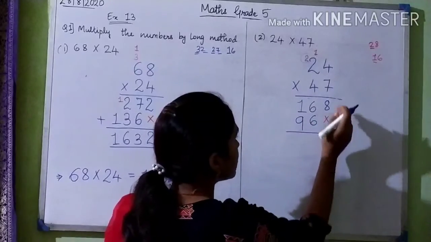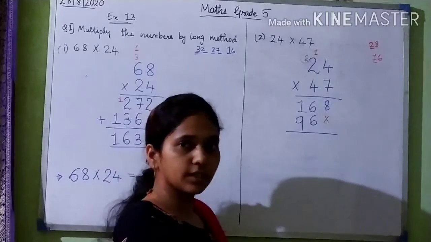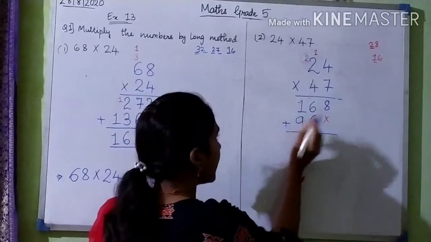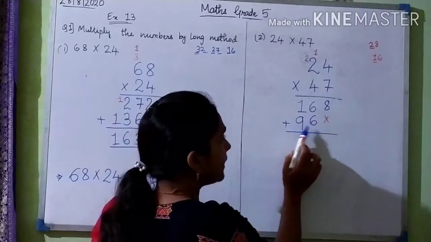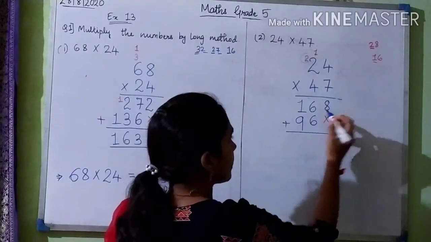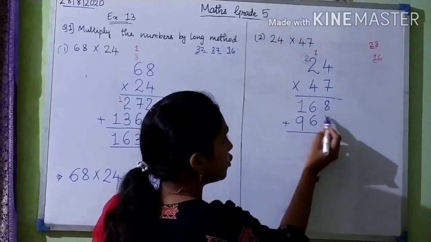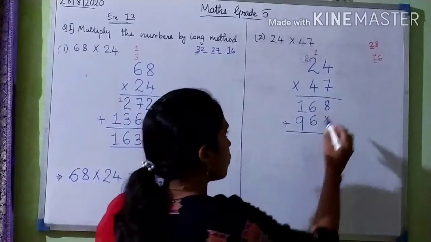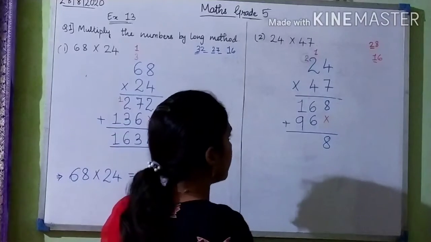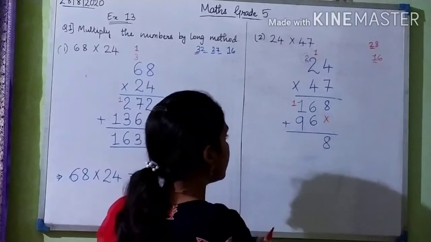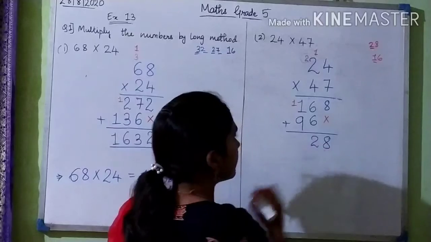Okay. Now I have completed both the steps. Now I add them. Okay. I add these 2 numbers. So I have to add 168 and 96. So sorry, 960. Here there is no number, means here there is 0. So 8 plus 0 is 8. 6 plus 6 is 12. So how do I write 12? I write 1 here and 2 I write down.